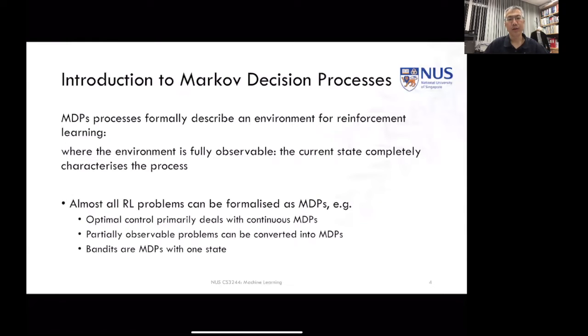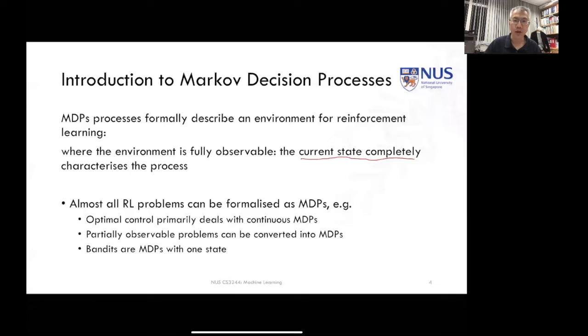Welcome back. Now that we've introduced all of the components of reinforcement learning, it's time to introduce the Markov decision process, or MDP. An MDP formally describes the environment for reinforcement learning. Here we're going to be looking at a finite case where we have a finite number of states and actions, and where the environment is actually fully observable. That means the current state completely characterizes the entire process.